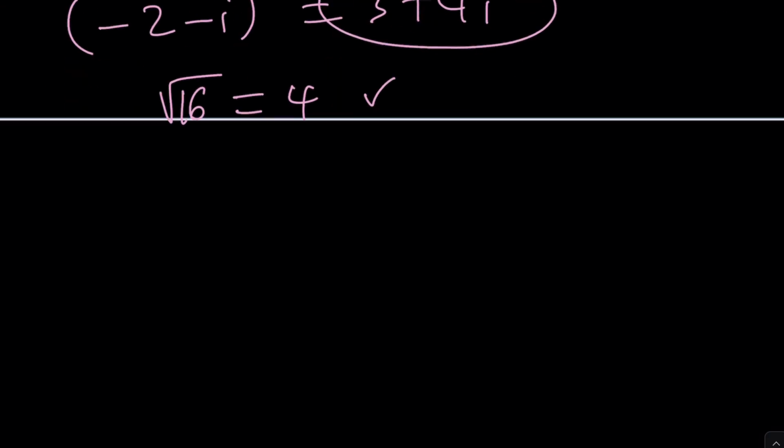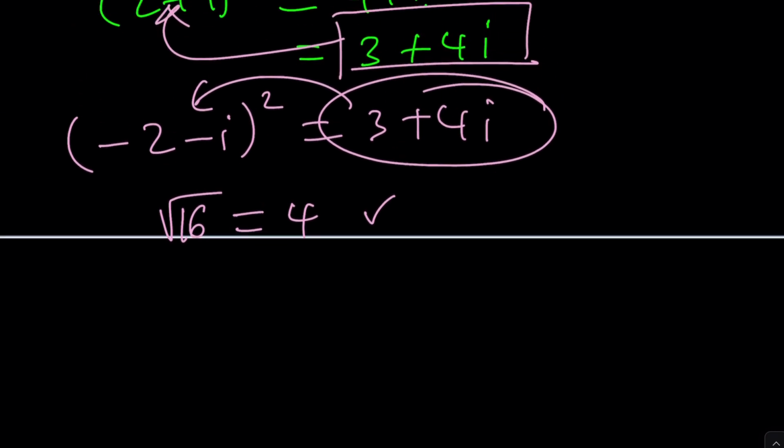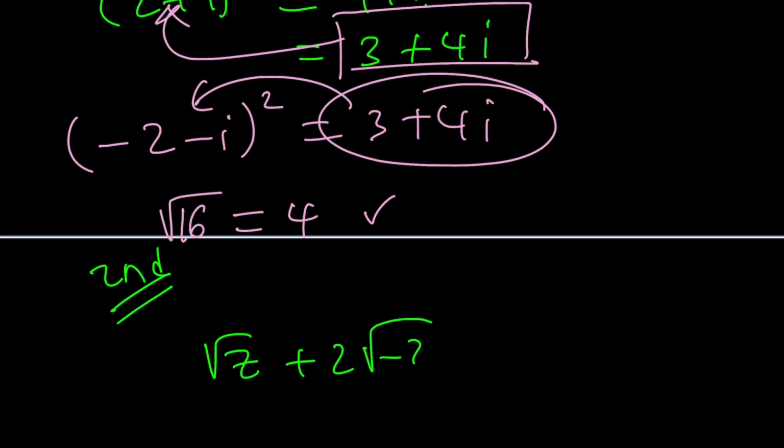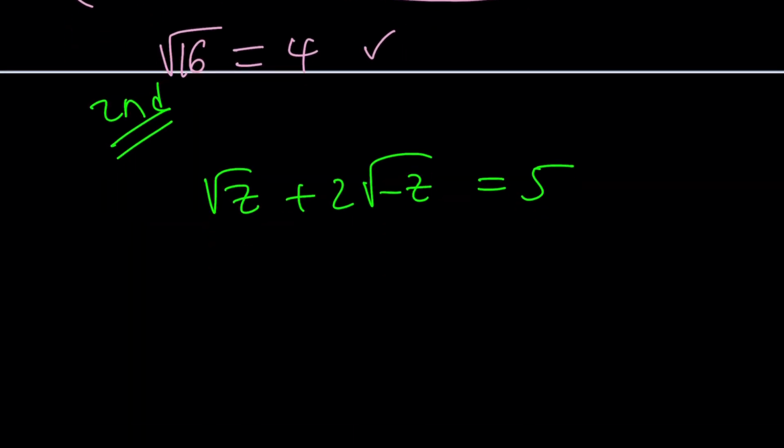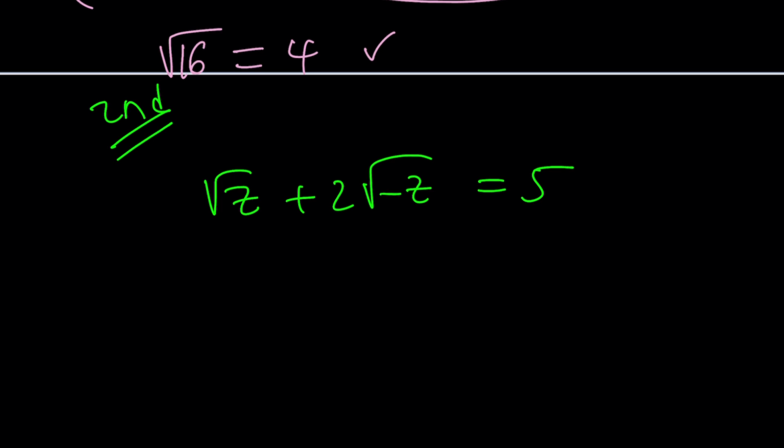Okay, let's go ahead and take a look at the second method. I think the second method is really cool because it requires almost no squaring of both sides. Okay, so square root of z plus 2 times the square root of negative z equals 5. Here's what I'm going to do. Square root of negative z is the square root of negative 1 times z under the radical. Can I write it as the square root of negative 1 times the square root of z?